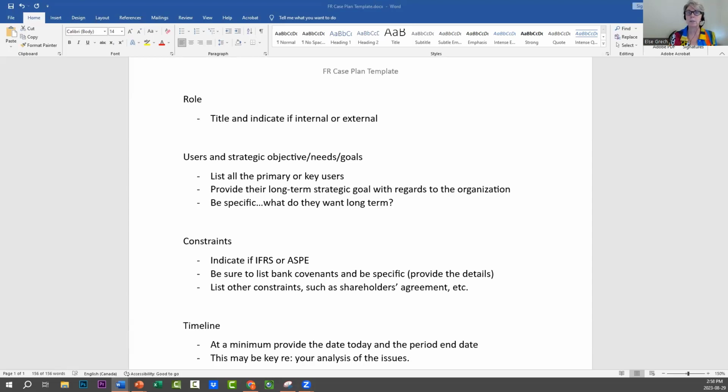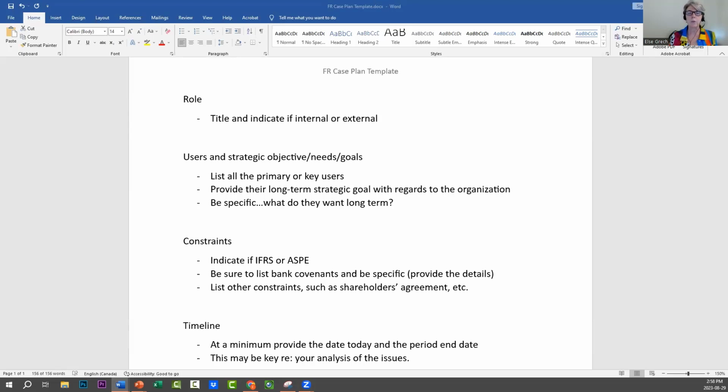And a lot of students simply put down they want a profit, but that's not what every single user wants. So look in the case to see if there's something specific. If there's not, it's acceptable to put down the owner of the company wants to be profitable. That's fine if there's no other indicator in the case.